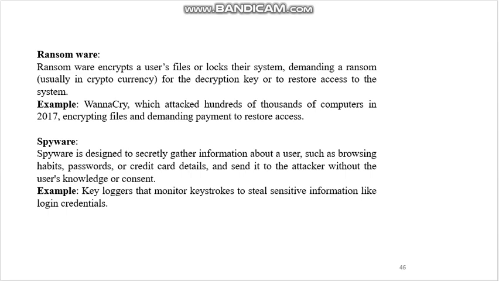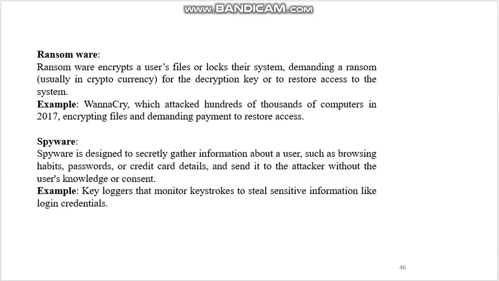Then the next one is ransomware. Ransomware encrypts the user's files or locks their system. They demand a ransom, usually in the form of cryptocurrency, for a decryption key or to restore access to the system. A very famous example is WannaCry, which attacked hundreds of thousands of computers in 2017, encrypting files, and afterwards they demanded payment to restore access to these computers.